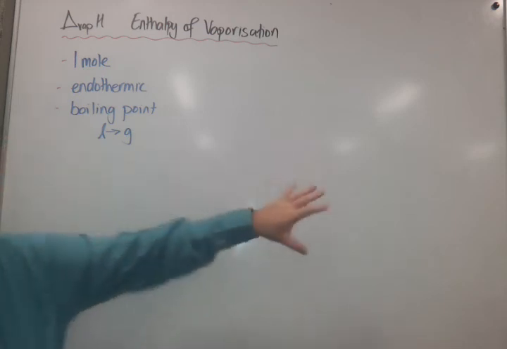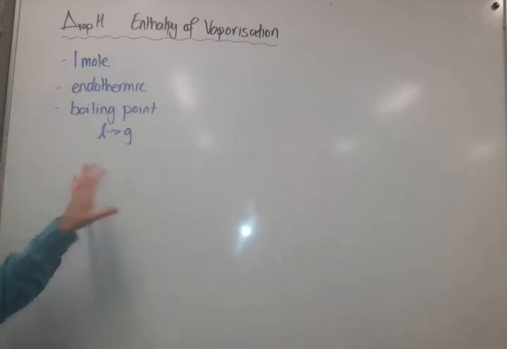Alright, so both of these ideas, enthalpy of fusion and enthalpy of vaporisation, are used to help give you more evidence to determine the bonding within a substance, what type it is.